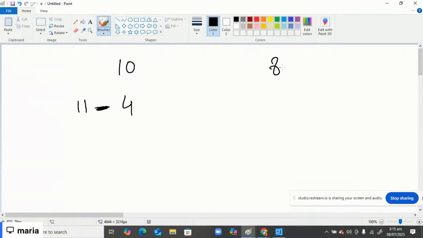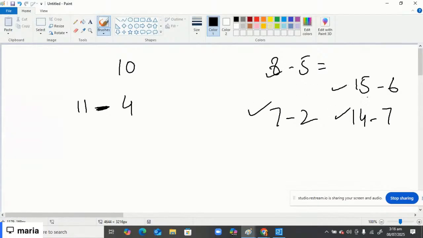Okay, let's suppose I write here 8 minus 5. Let's suppose I write 7 minus 2. 15 minus 6. 14 minus 7. So these are all not ways to make 10. Okay, so 11 minus 4, what is the answer? The answer we get is 7. Okay, and what is the proper way to make 10?